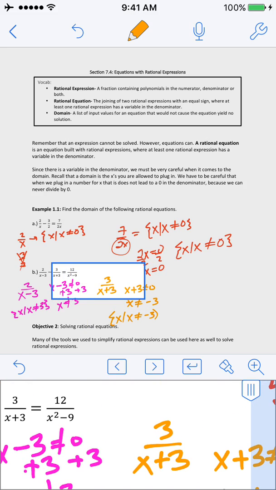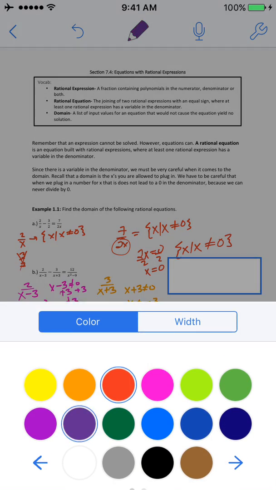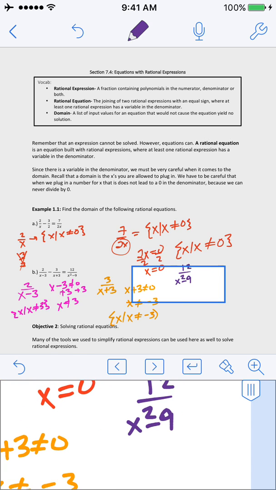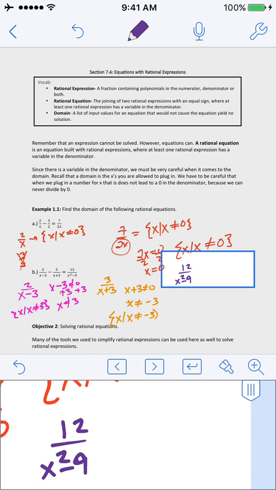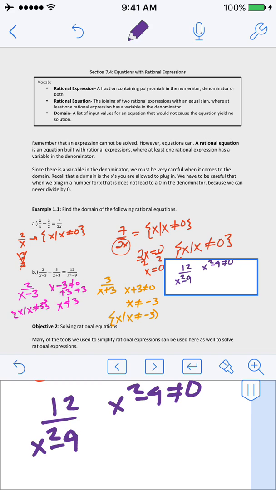And then we do the last one, 12 over, stop choosing red. Okay, 12 over x squared minus 9. In order for that one to fail, the bottom here would have to equal 0. Well, x squared minus 9 cannot equal 0. I notice that that's a special case, right? So I can factor that into x plus 3 times x minus 3 equals 0.